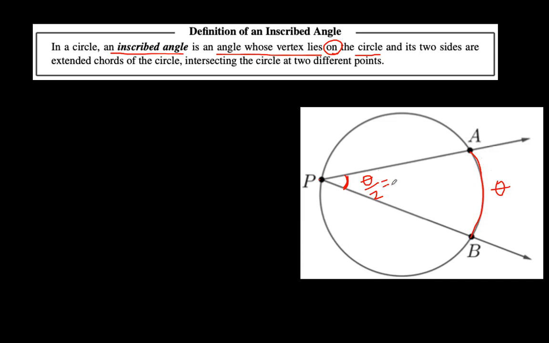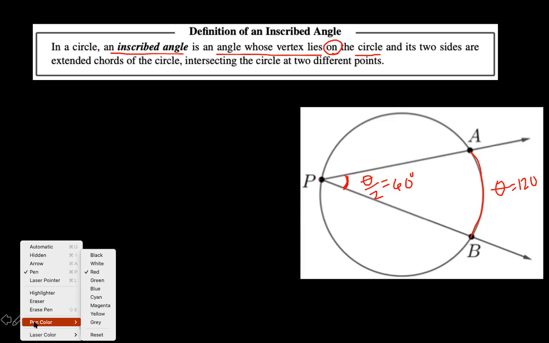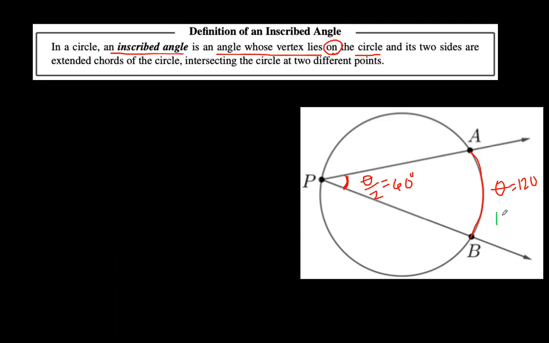So if this is equal to 60 degrees, now this is equal to 120. And if this is 100 degrees, let's say, the measure of this arc is equal to 50. Again, half of the intercepted arc is the measure of the inscribed angle, or twice the measure of the inscribed angle is equal to the measure of the intercepted arc. So that's the property of an inscribed angle.